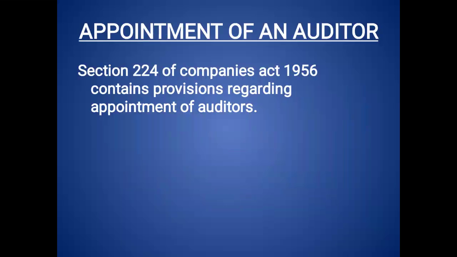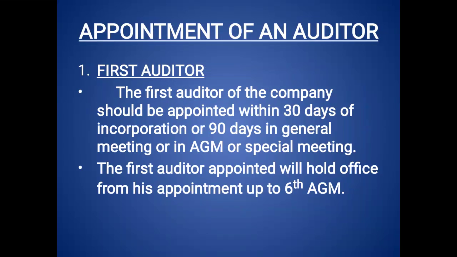Section 224 of the Companies Act 1956 contains provisions regarding appointment of auditor. So let's see one by one. Appointment of the first auditor. The first auditor of the company should be appointed within 30 days of incorporation. So within 30 days the board of directors has to select the auditor.